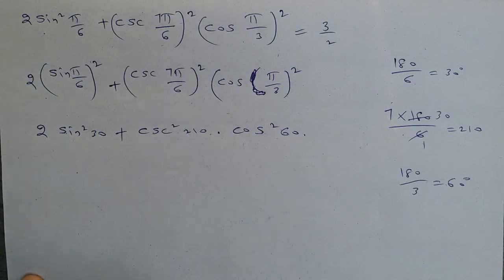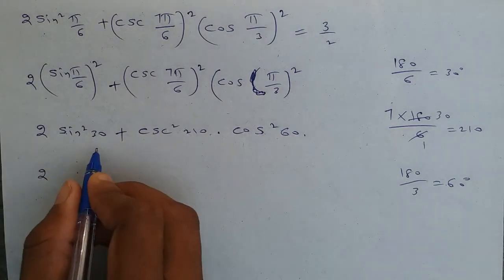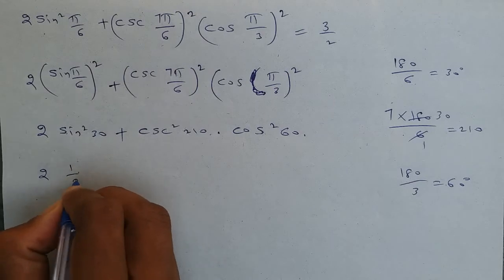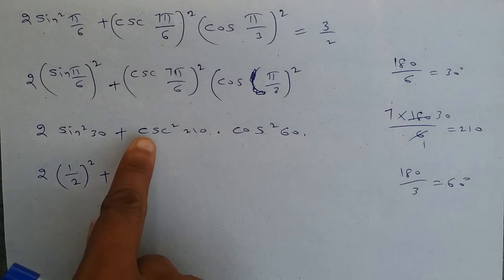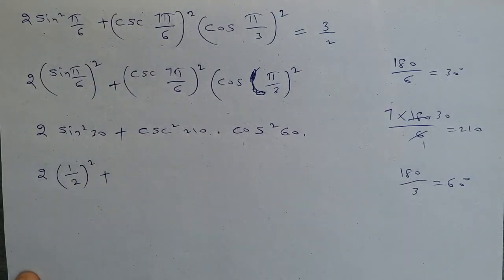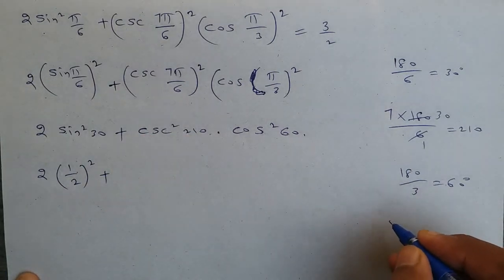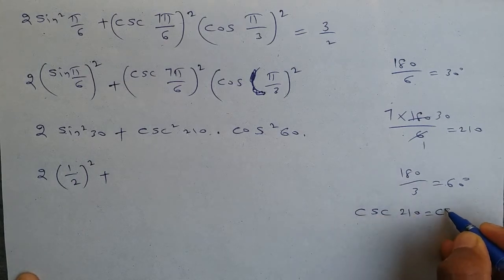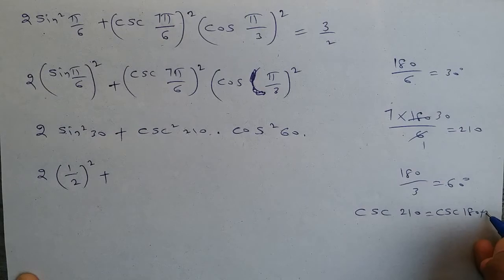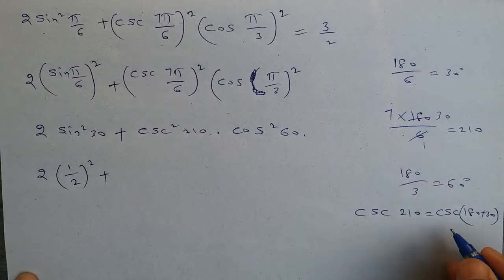Now I will substitute the values. 2 into, what is the value of sin 30? (1/2) whole square plus, first we need to find the value of cosec 210. Let us find it out. Cosec 210, I am writing it as 180 plus 30. So cosec (180 + 30). Here 180 can be written as 2 into 90. So 2 is an even number, so cosec won't change, it is cosec 30.